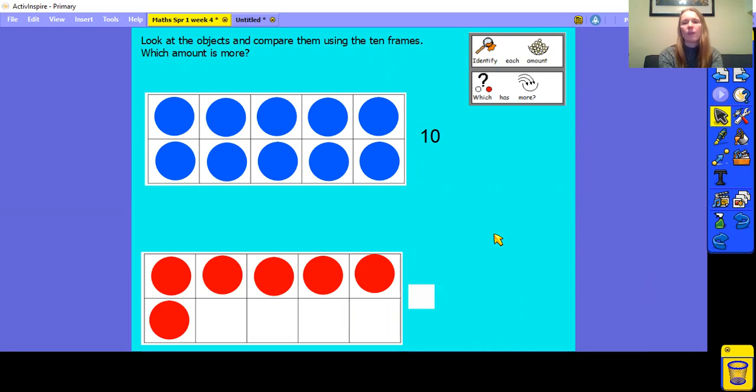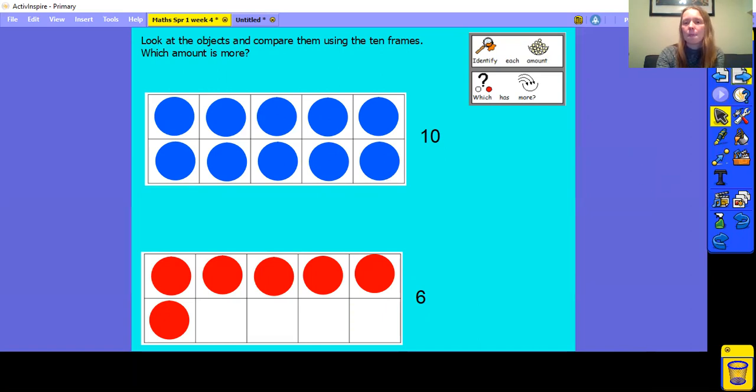Now we're going to count the counters on the bottom 10 frame. Ready? 1, 2, 3, 4, 5, 6. There are 6 red counters. But which amount is more? Let's have a look at the 10 frames. We already said that this one is full. That's a lot of counters. And this one is not full. So we can see that 10 is more than 6. Can you say that?